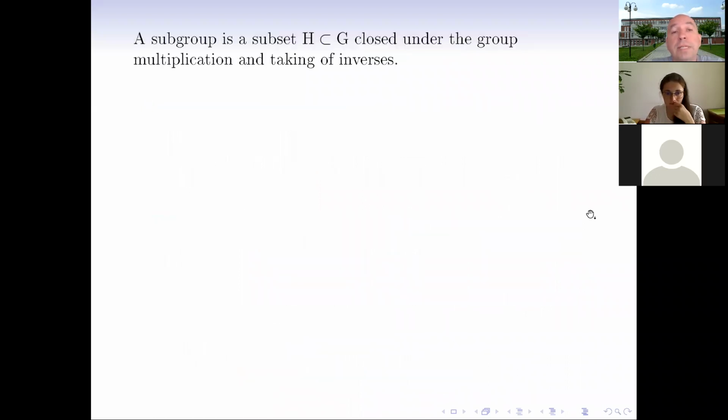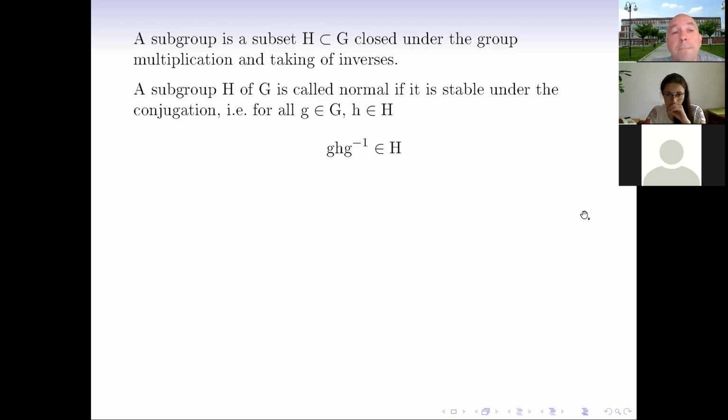A subgroup is a subset H of G, which is closed under the group multiplication and taking of inverses. So if it's closed under multiplication and taking of inverses, then it automatically contains the neutral element. So it's a group itself. A subgroup is called normal if it is stable under the conjugation. So for any element G from G capital and H from H capital, G H G inverse, which is called the conjugation of H by G, belongs to H capital again. So it's another element from H capital.